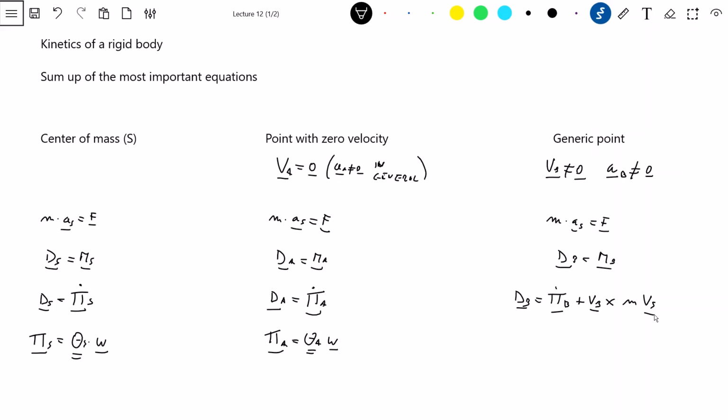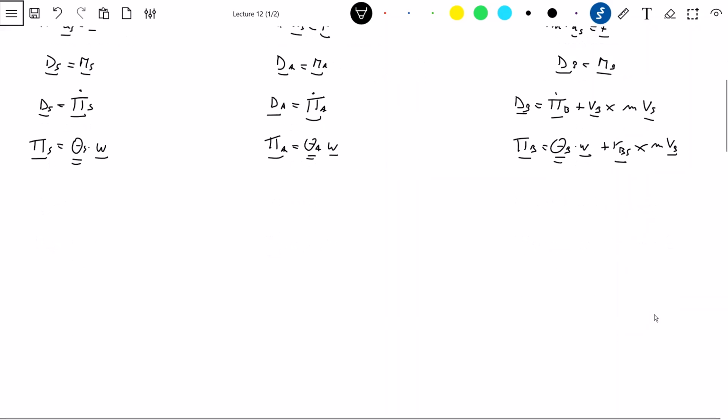But apart from that, now here we have instead pi B is equal to theta B times omega, and now we have another term here, plus r BS cross product m, the mass, times the velocity of point B. So you see this also starts to get more complicated if you consider a generic point instead of the center of mass or a point with zero velocity.